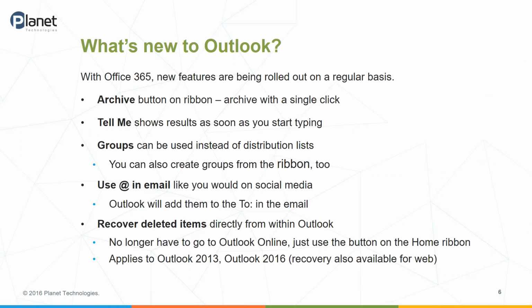So a quick update. As we know, Office 2016 is very much tied to Office 365, and new features are being rolled out on a regular basis. So if you purchased a standalone Office product and you're not connected to Office 365, you may not see some of these. But if you're part of an organization that is using Office 365, you may notice from time to time that you get new buttons on your Outlook client. Some of the recent ones that they've rolled out are an archive button directly on the ribbon, so you can now archive with a single click.